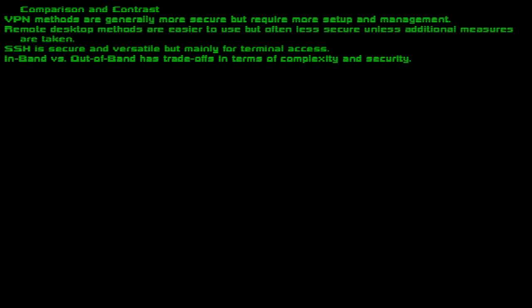Comparison and contrast. VPN methods are generally more secure but require more setup and management. Remote desktop methods are easier to use but often less secure unless additional measures are taken. SSH is secure and versatile but mainly for terminal access. In-band versus out-of-band has trade-offs in terms of complexity and security.